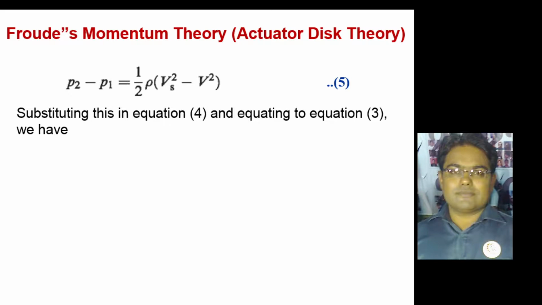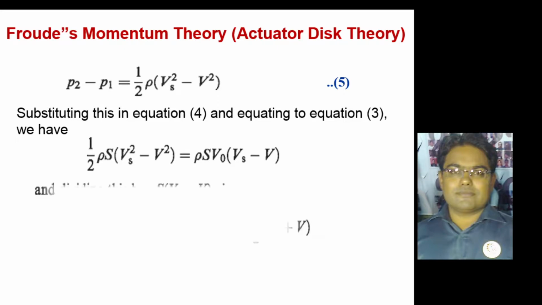So substituting this in equation number 4 and equating to equation number 3, we can have thrust equal to rho s v naught (vs minus v). So we have replaced P2 minus P1 in equation number 4 via this equation, and we equated that to equation number 3 of thrust, rho s v naught (vs minus v). So what we need to do? We divide throughout by vs minus v, right? We can solve it. So dividing this equation by rho s (vs minus v), we get the velocity by which flow is entering the disk is half of the slipstream velocity and free stream velocity.